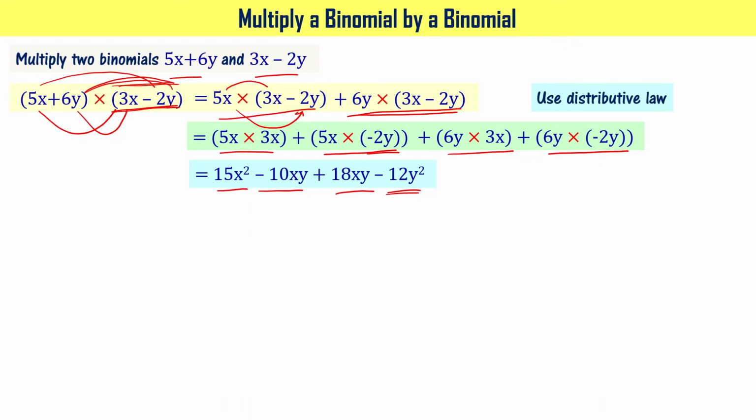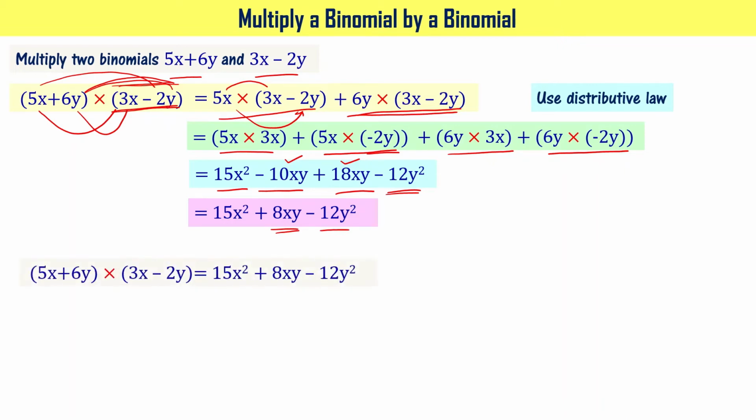As you see here, the term containing xy, here also the term containing xy. So we can add these two terms. 18 minus 10, that is 8, right? Let me write that. 15x square plus 8xy minus 12y square, right? The answer is 5x plus 6y times 3x minus 2y equal to 15x square plus 8xy minus 12y square.